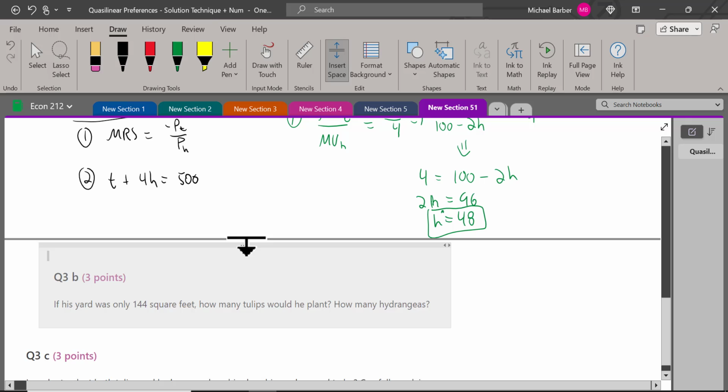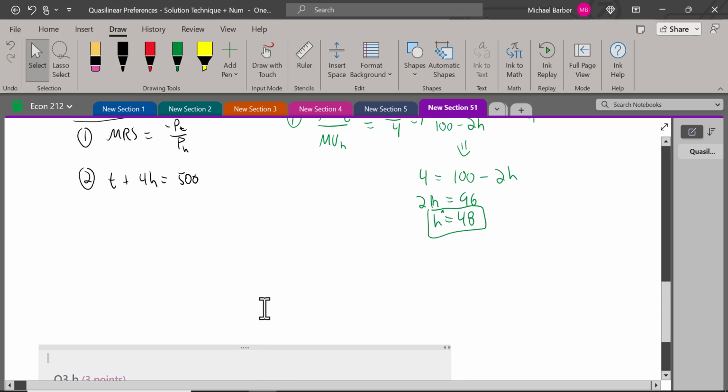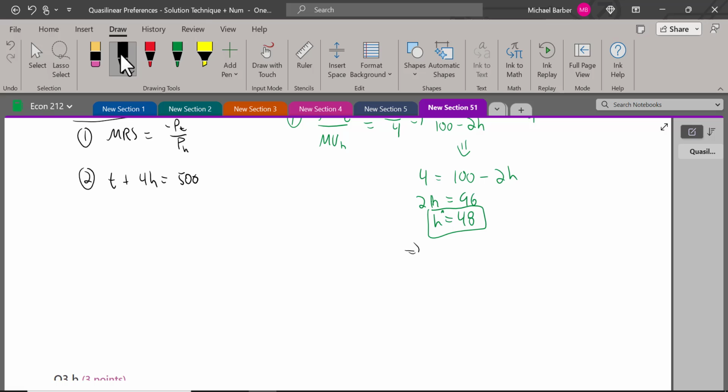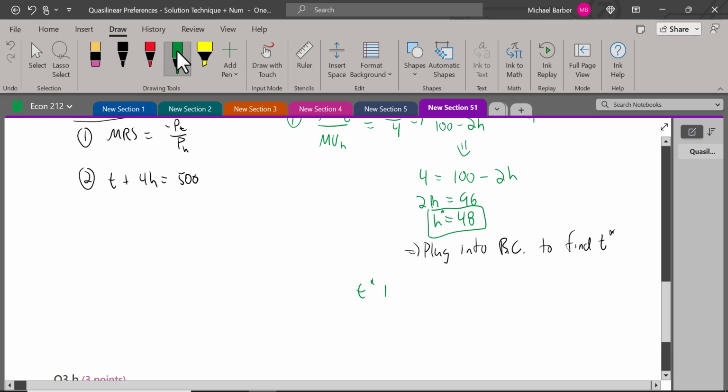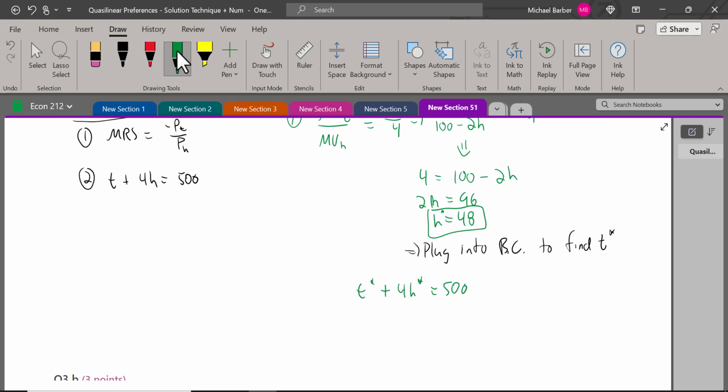Now we can plug this into our budget constraint, BC for budget constraint, to find T star. In this case, T star plus 4 times H star equals 500. T star plus 4 times 48 equals 500. And so in this case, T star equals 308 if we solve that.